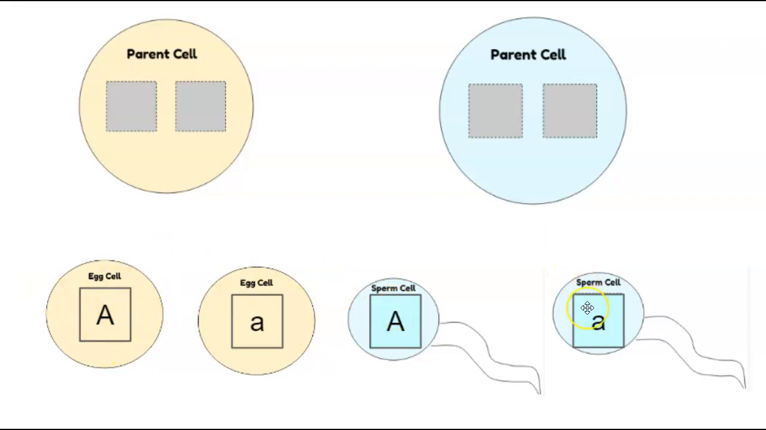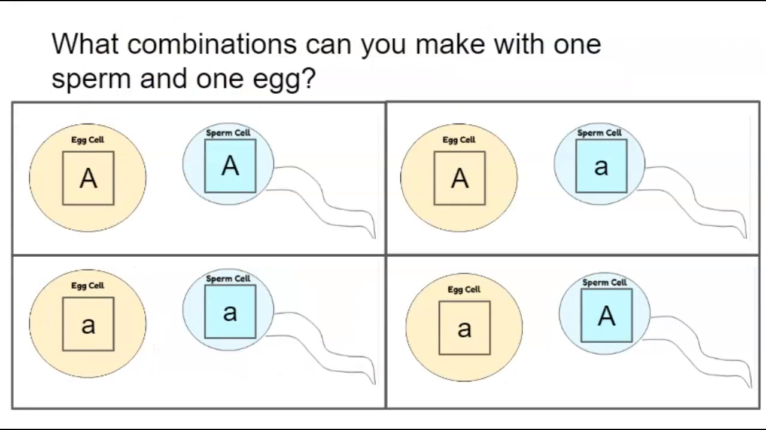I could put the big A and the little a together. That's an egg and a sperm. I could have this little a and this big A. That could go together. And this one and this one. So it's 4 different combinations. And that is what our Punnett square is going to help us with.